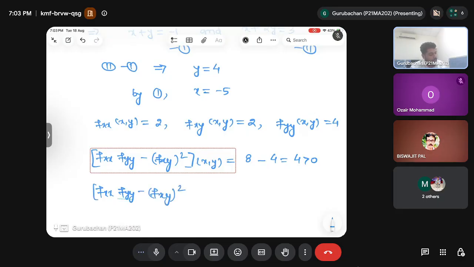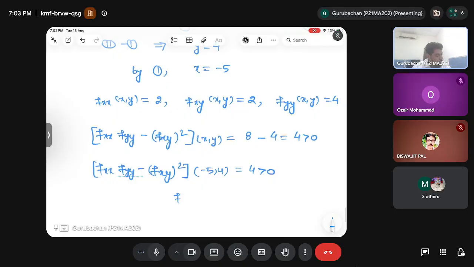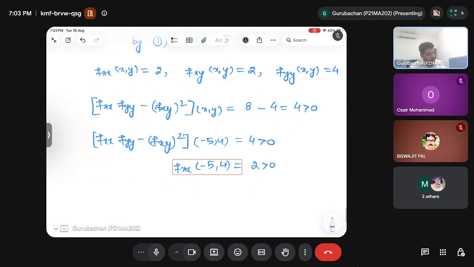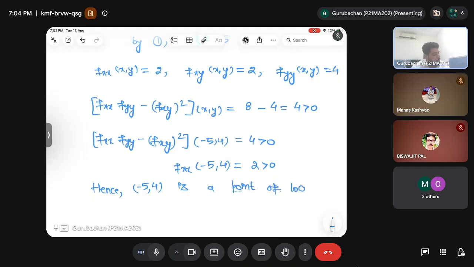At the point minus 5, 4, it is again the same quantity, and fxx at minus 5, 4 is 2, that is greater than 0. Hence minus 5, 4 is a point of local minima for f.